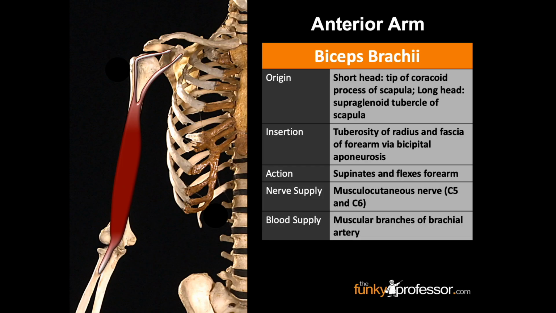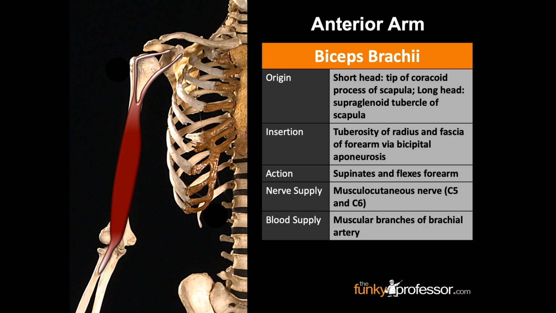Summary of muscles of the anterior arm. Biceps brachii. Origin: short head from the tip of the coracoid process of the scapula. Long head from the supraglenoid tubercle of the scapula. Insertion at the tuberosity of the radius and fascia of the forearm via the bicipital aponeurosis.